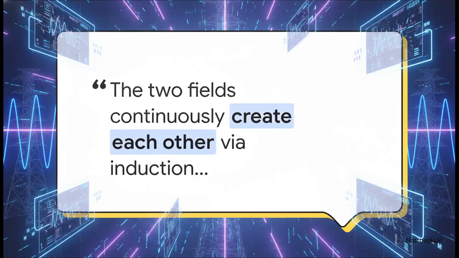But the physics we're decoding today extends far beyond the electrical grid. As the science shows us, changing electric fields create magnetic fields, and changing magnetic fields create electric fields. These exact same continuous cycles of electromagnetic induction are what create light waves. They travel endlessly through the vacuum of space, entirely self-sustaining, to warm our planet and make life itself possible.